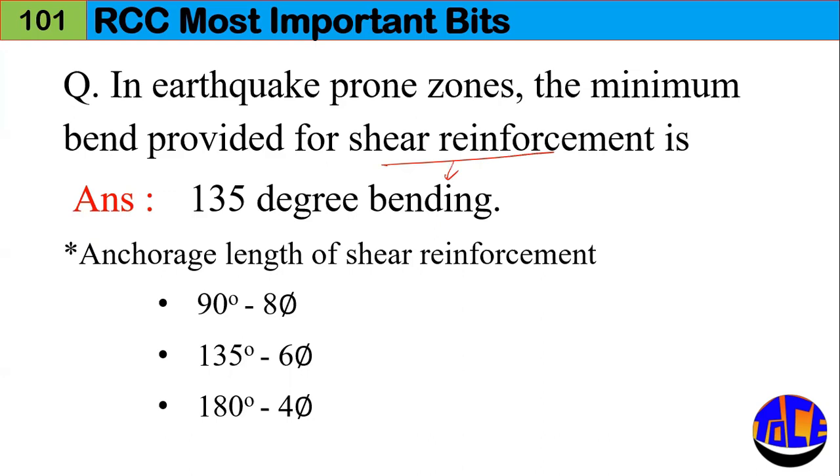And the anchorage length of shear reinforcement. For shear reinforcement, what are the anchorage values? Initially, we have seen the anchorage values for straight bars, that is the main bars. Here these are for lateral ties, for stirrups. For stirrups, if it is a 90-degree bend, the anchorage length is 8 times dia, for a 135-degree bend, it is 6 times dia, and for 180-degree, it is 4 times dia. So this 135-degree bend, that is 6 times dia, needs to be provided in earthquake prone zones.